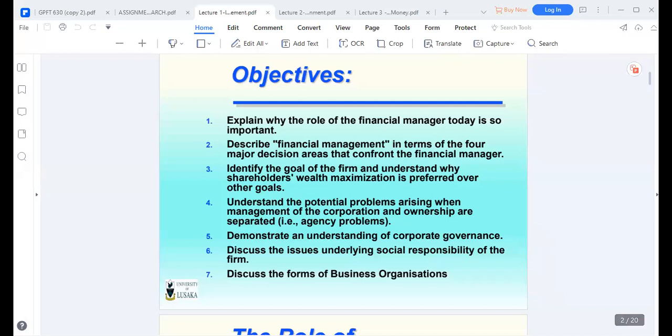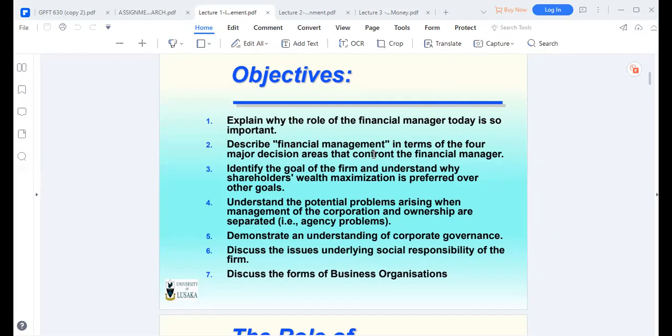Okay, so we are looking at corporate finance. This course sometimes is called financial management. So in this course, by the time we're done, you should be able to understand what the role of a financial manager is. It is one course that entitles each one of you to be called a financial manager. We need to describe what financial management is all about and the 4 key decisions that financial managers make.